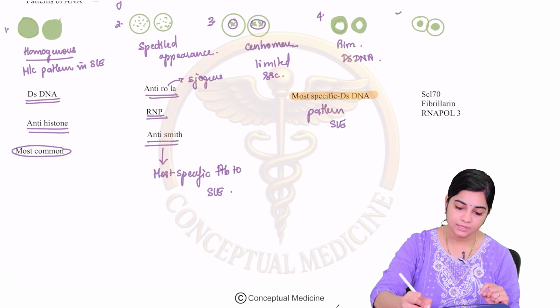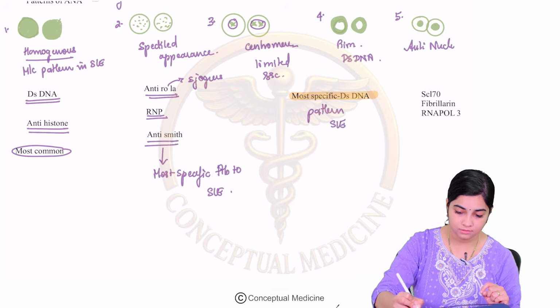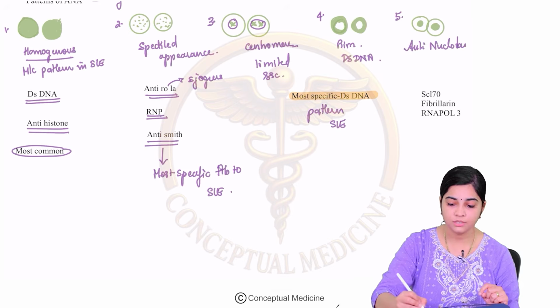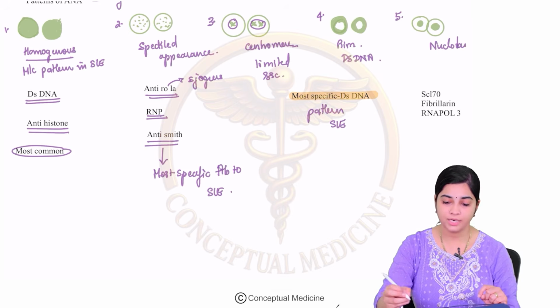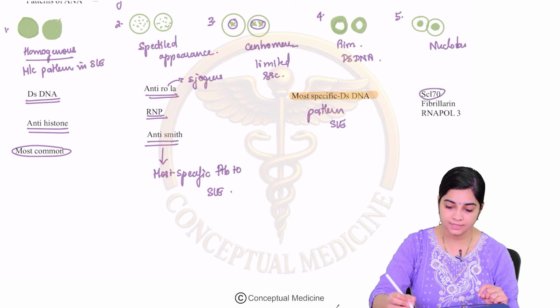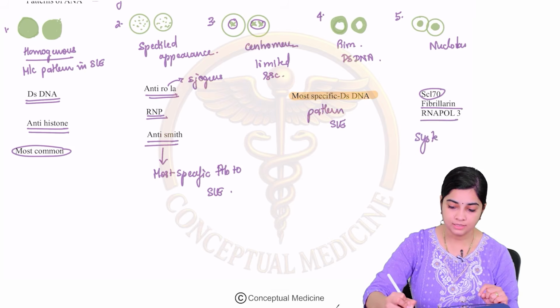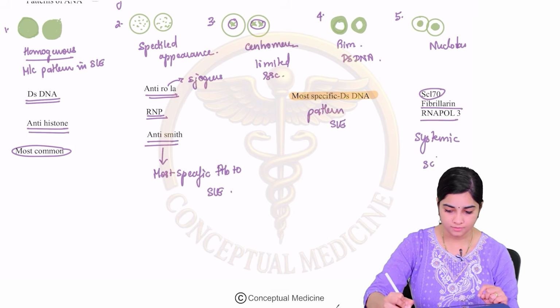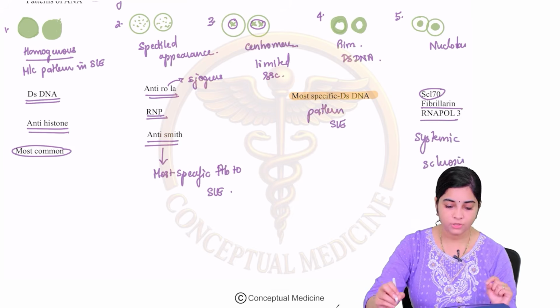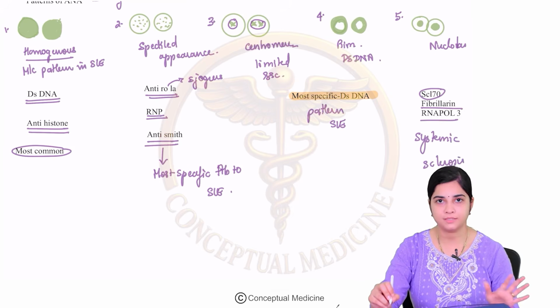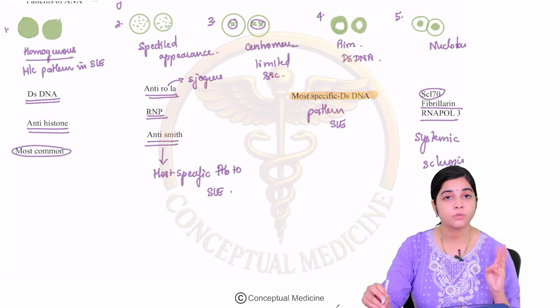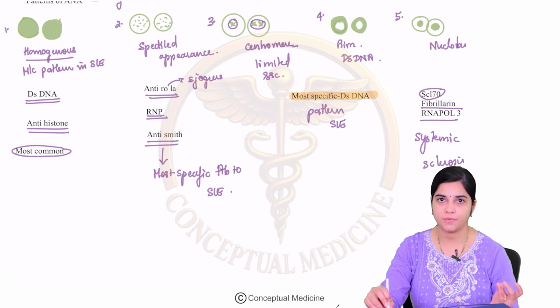Then the last type of staining is the anti-nucleolar pattern. Okay, so this is the nucleolar pattern, which is associated with SCL70, fibrillarin, RNA polymerase 3. All of these are seen in systemic sclerosis. Okay, so this is about the 5 patterns that we should be aware of. So the most common is the homogeneous staining, and the non-specific one is the speckled pattern.